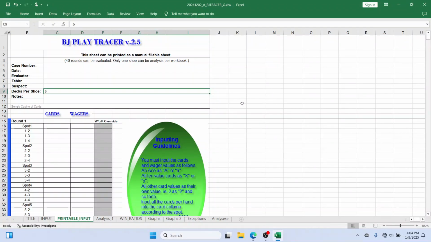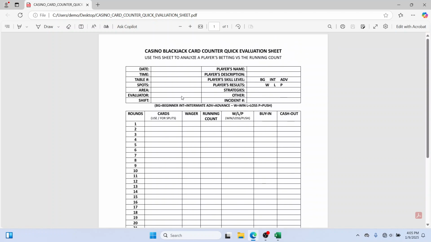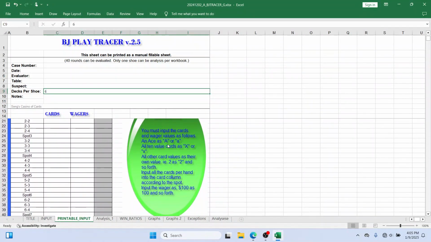This was developed way back in the early 2000s, so it's been a long time. It is still being used, I believe, in many casinos. I lost count of how many casinos are using this, but it's extremely effective compared to how we used to do it with the manual print sheet here. These are downloadable on the website, by the way. So it's a great way to analyze players.